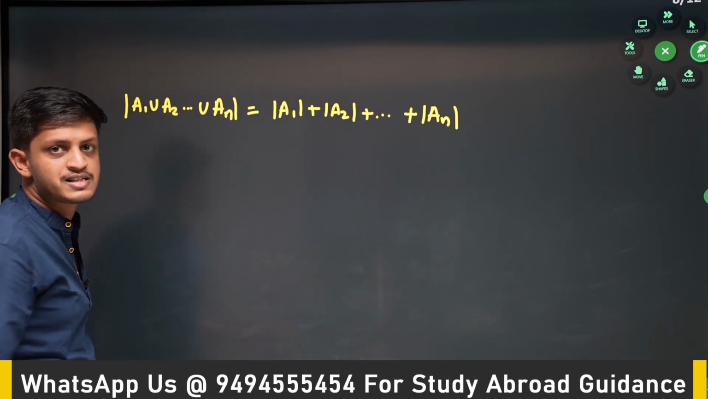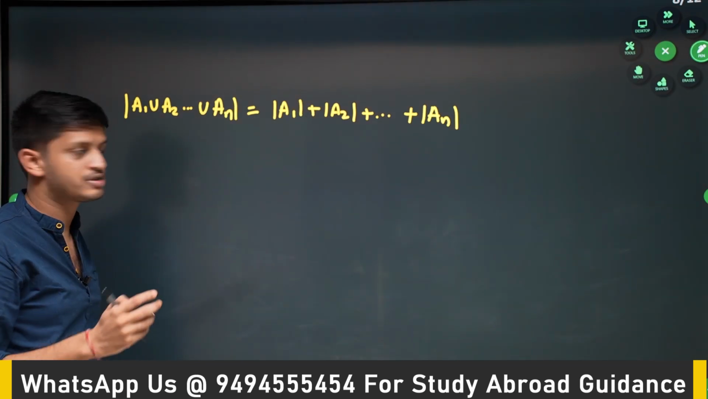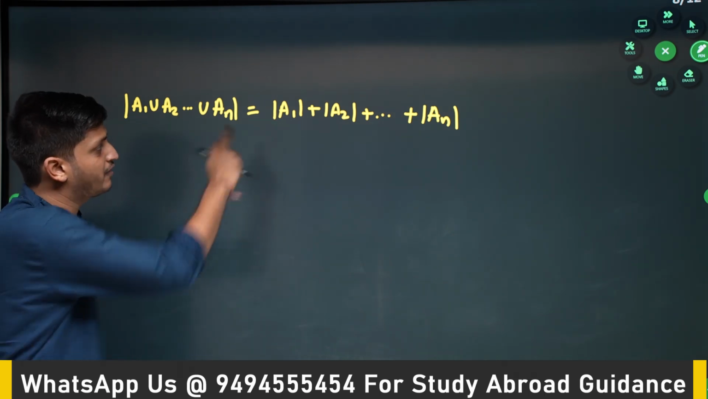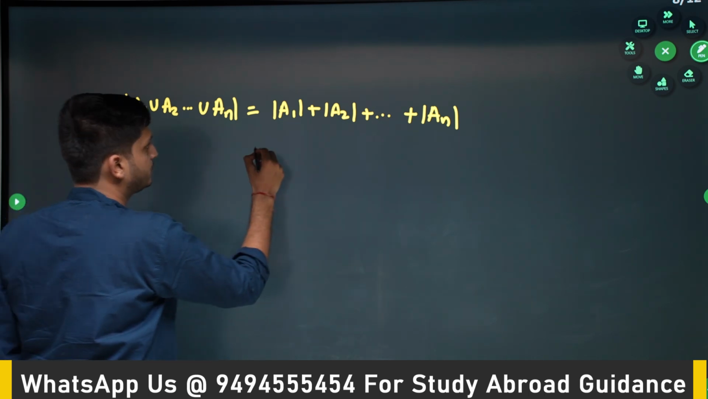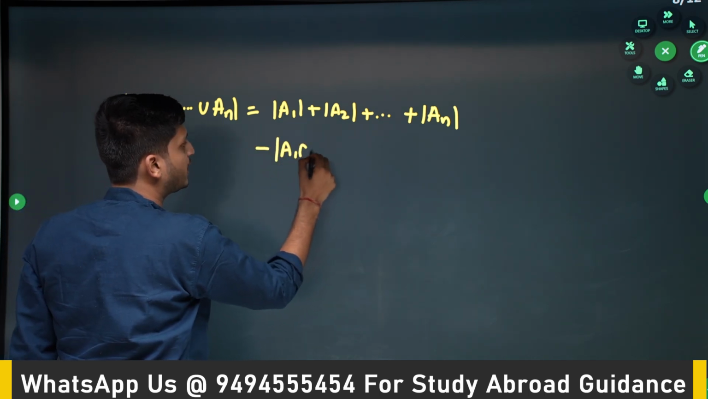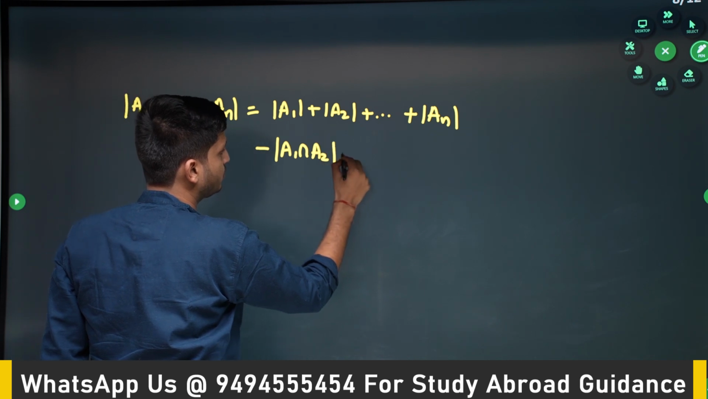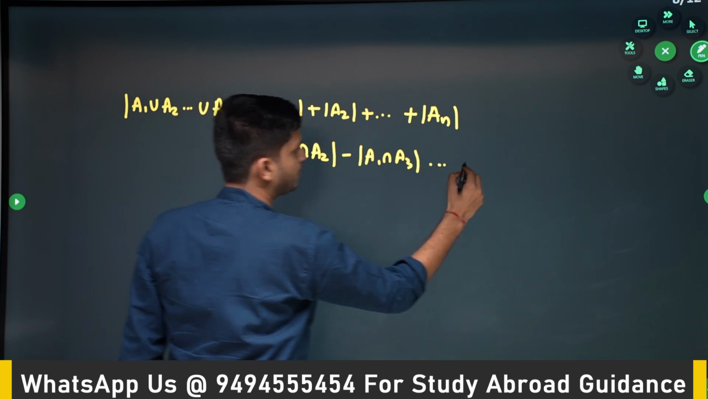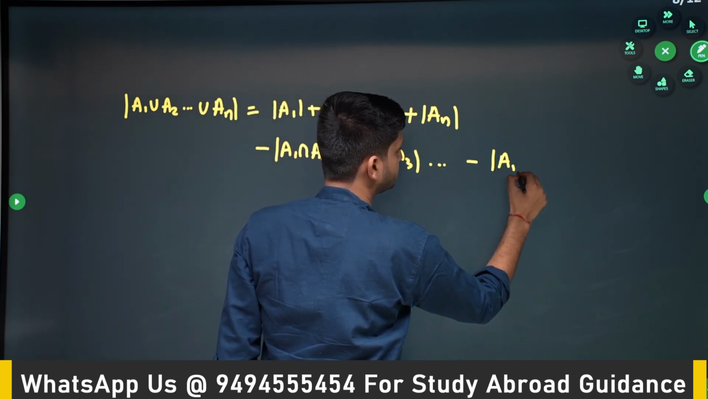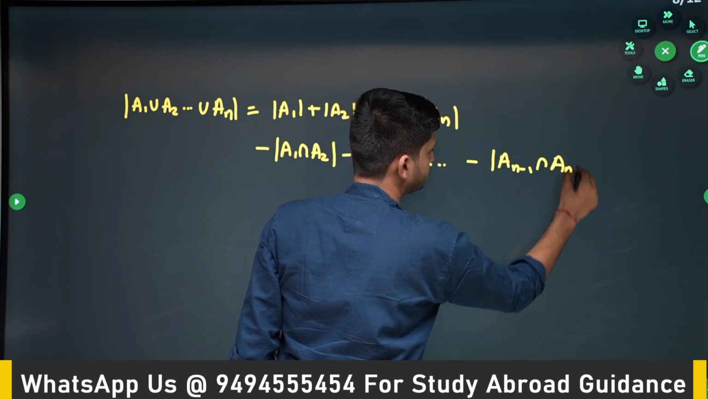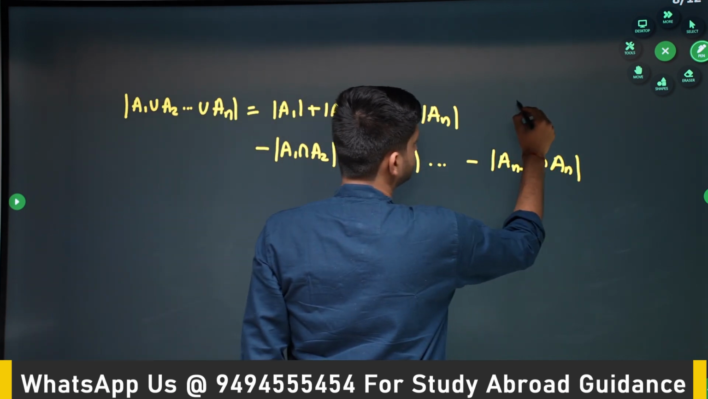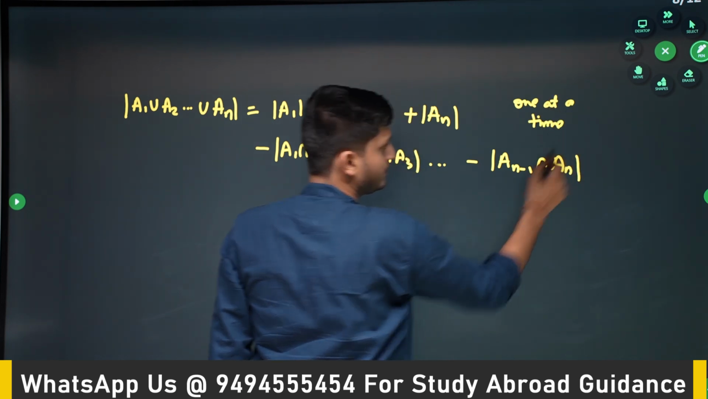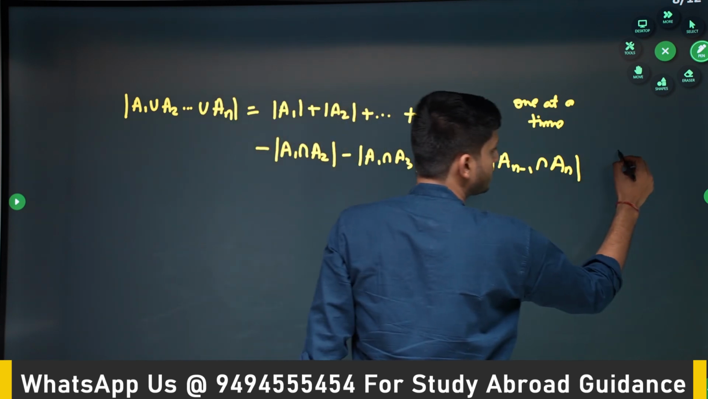So when we are doing this, we are overcounting 2 at a time. So we are overcounting A1 intersection A2 2 times, in A1 and A2 both. So you have to subtract them. So subtract all pairwise: A1 intersection A2, A1 intersection A3, and so on. Subtract all the pairwise, 2 at a time. So this is 1 at a time. These are sets taken 1 at a time, and then subtract 2 at a time.